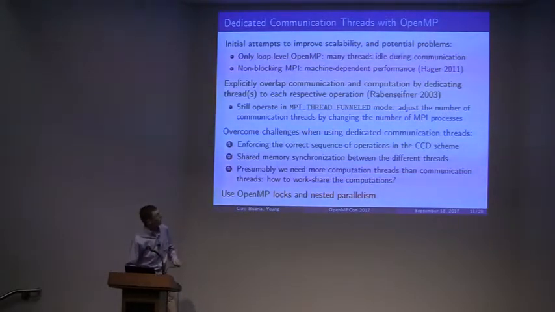I saw some papers by Rabenseifner, going back even to 2003, where a lot of the OpenMP experts are saying, well, maybe we can just try to explicitly overlap communication and computation in the code by splitting OpenMP threads. So if I have a handful of OpenMP threads, let's just let one of them do communication, or maybe two of them do communication while the rest perform some computation. So we wanted to pursue this approach to see if it offered improvements compared to these more basic approaches. But there are some challenges associated with this.